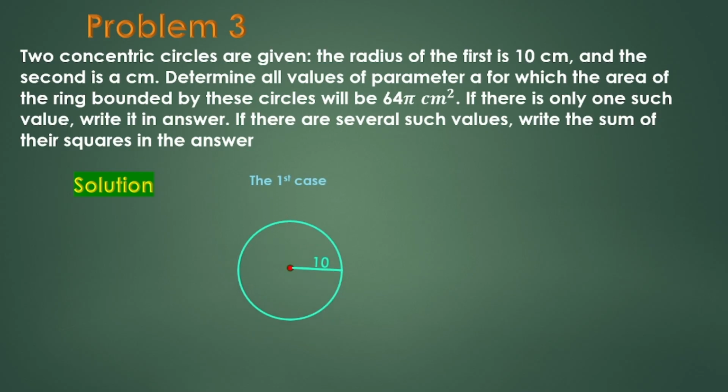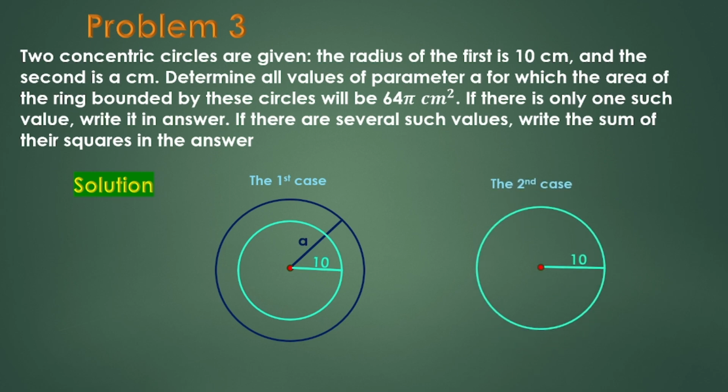And so I consider two cases. The first case is that we are given a circle with a radius of 10, and the second circle will have a radius greater than 10. And in the second case, we will consider that we are given a circle with a radius of 10, and another circle is also given to us, but its radius will be less than 10.